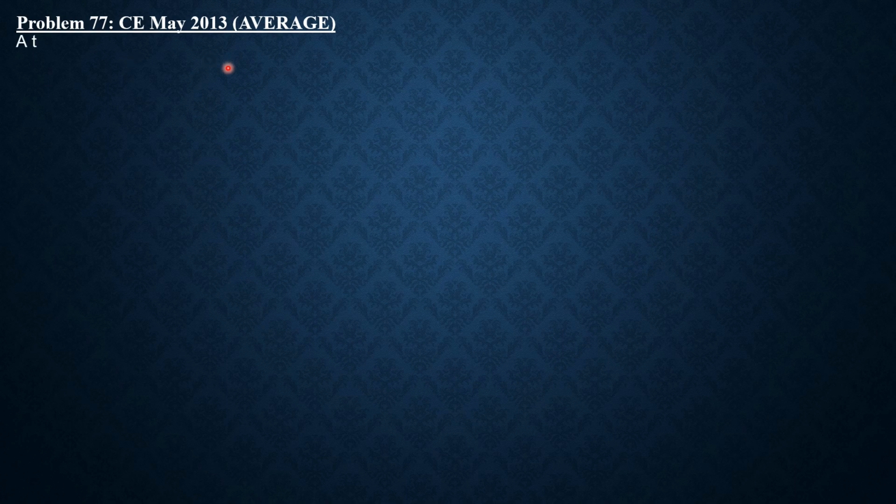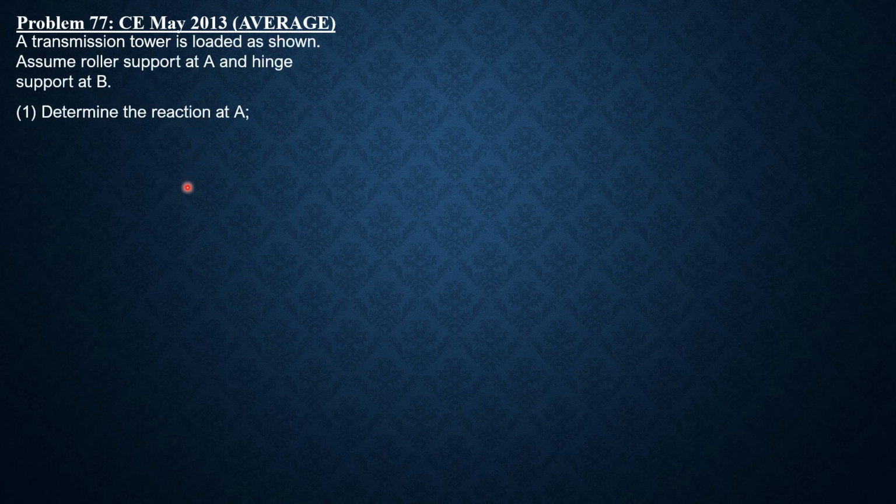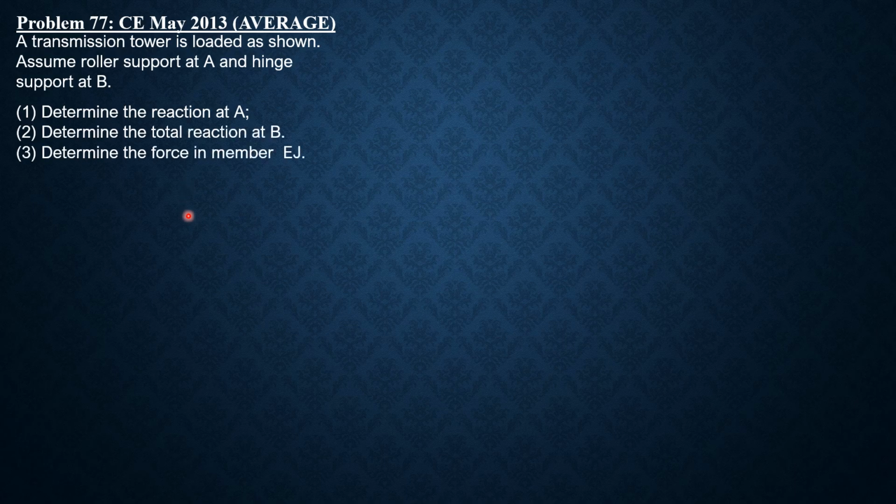So for the last problem for this series of problems, this is similar to May 2013 board exam. A transmission tower is loaded as shown. Assume roller support at A and hinge support at B. Determine the reaction at A. Determine the total reaction at B. And determine the force in member EJ.